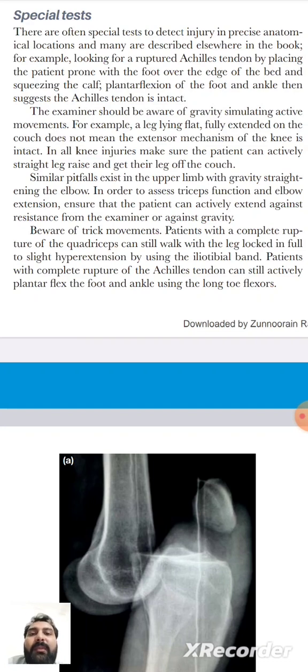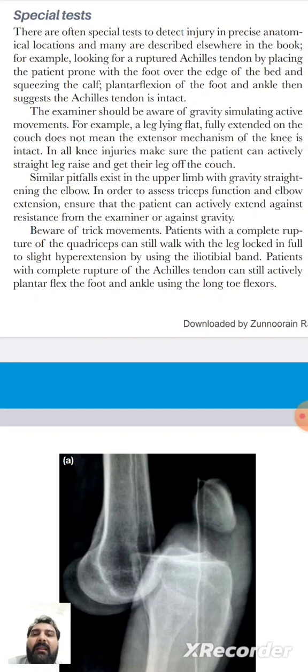The examiner should be aware of gravity simulating active movements. For example, if the patient is supine, the gravity can plantar flex the foot. So it is necessary to make the patient prone before doing Thompson test for Achilles tendon to rule out the gravity effect.